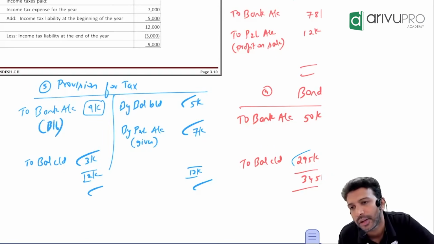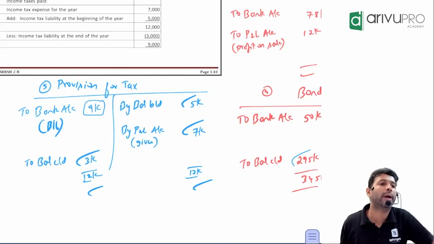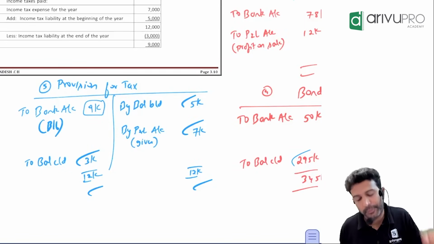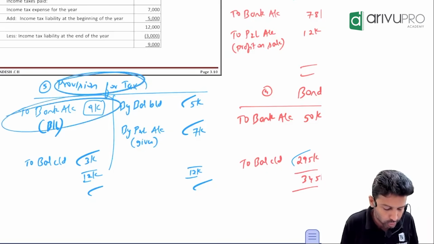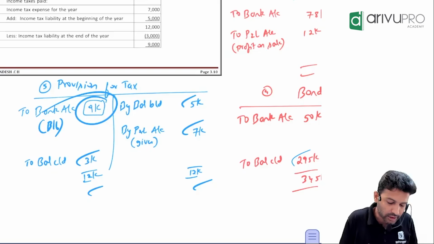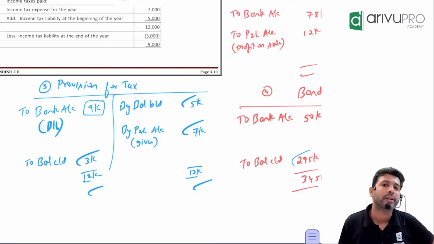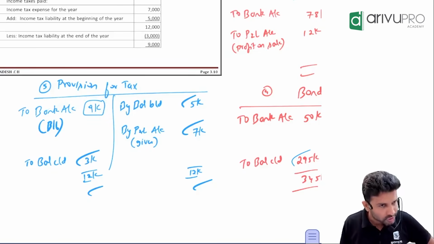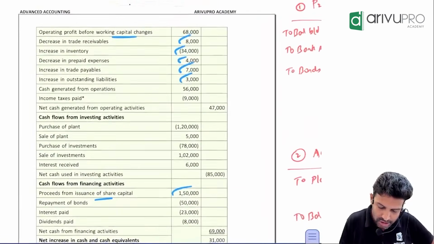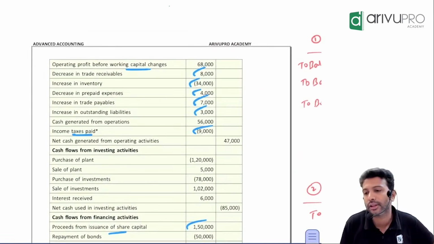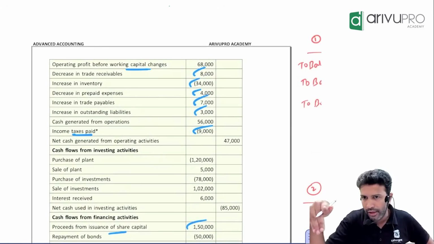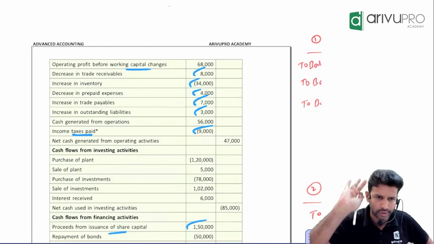Is that calculated or a balancing figure? You only make provision and keep quiet, or you also pay? Pay. What is the journal entry for tax paid? Provision for tax to bank. Fine. Will this 9,000 come in the cash flow statement? Yes, in operating activities. Income tax paid 9,000. You can calculate this in a statement plus-minus format or ledger format, your choice.